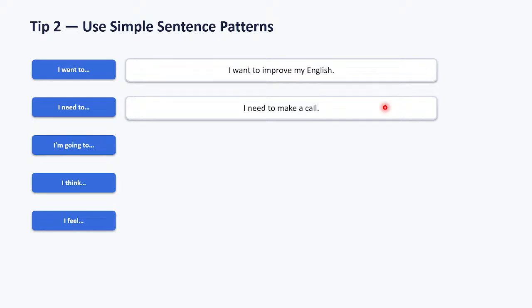I need to make a call. I want to improve my English.